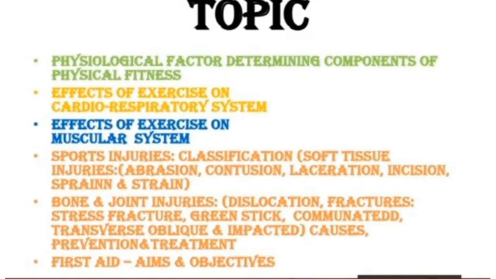The topics that we are going to study in this unit are: physiological factors determining the components of physical fitness. Second, effect of exercise on cardiorespiratory system. Third, effect of exercise on muscular system. Fourth, physiological changes due to aging. Fifth, sports injuries, classification, causes and prevention. In sixth point, we are going to study the treatment of injuries. And the last one is first aid, in which we are going to study the aims and objectives of first aid.